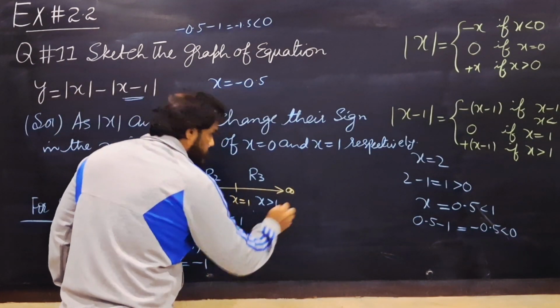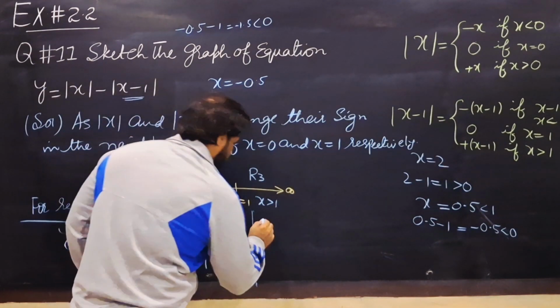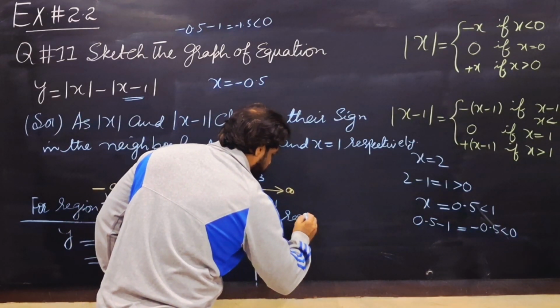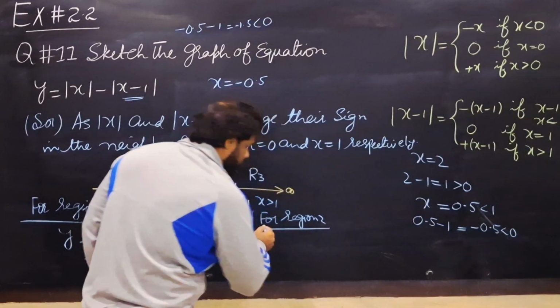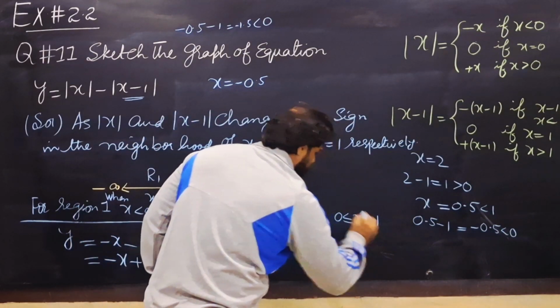So for region 1, when x is less than 0, y is minus 1. Next we find y for region 2, and in region 2 our x lies between 0 and 1, both included.